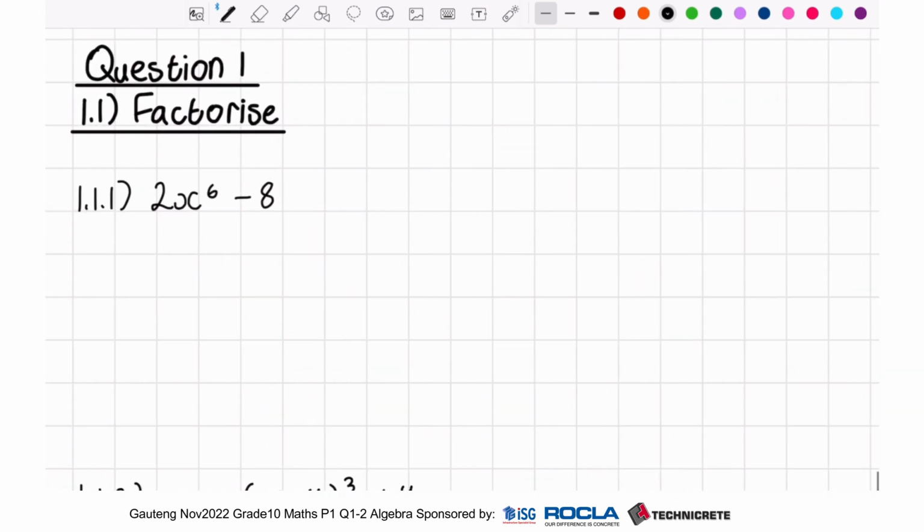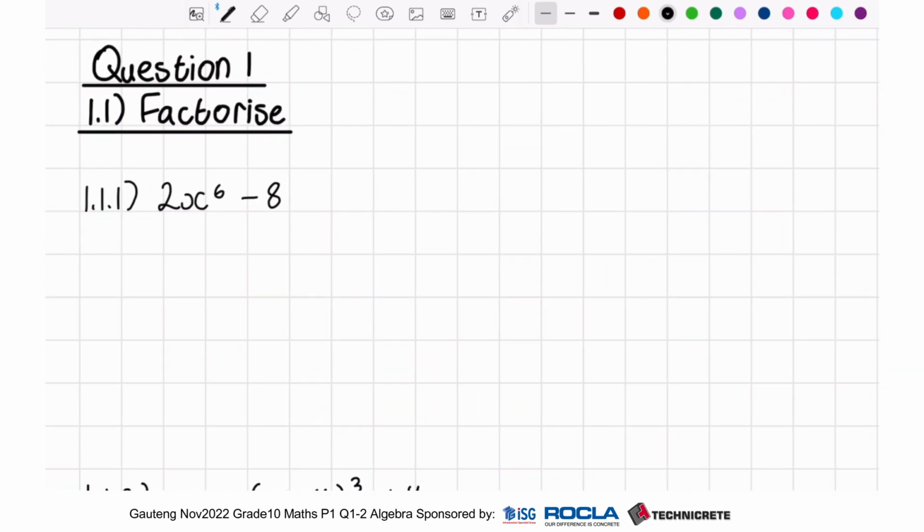So starting with this first one, we've got 2x to the power of 6 minus 8. The first thing I want to do when I'm factorizing is take out a common factor of 2. So I'm going to have 2, and in the brackets, for my first term, what I've got left over is x cubed, and in the second term, I've got 4.